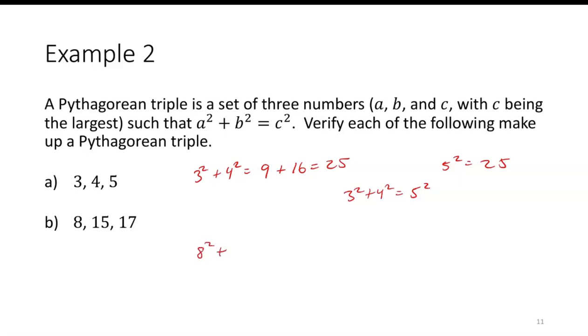If I go 8 squared plus 15 squared, that would be 64 plus 225. If you add those together, that's 289. 17 squared, 17 times 17, is also 289. So in this case, 8 squared plus 15 squared is equal to 17 squared. So 8, 15, 17 is also a Pythagorean triple.